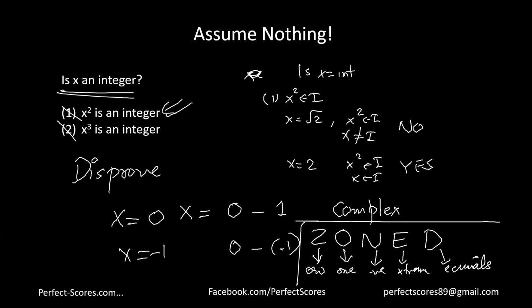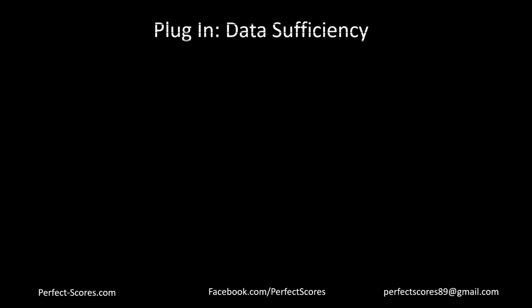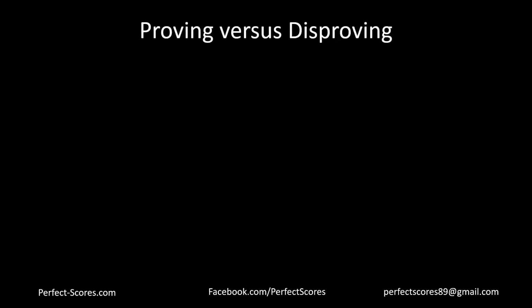Okay, now let's actually get to the gist of it. Let's start with our first strategy, which is plugging in for data sufficiency. Again, as I have talked about in the previous few minutes, always attempt to disprove the statement rather than proving the statement. And here's one mantra that I have. If you're trying to disprove something, you should always use numbers.